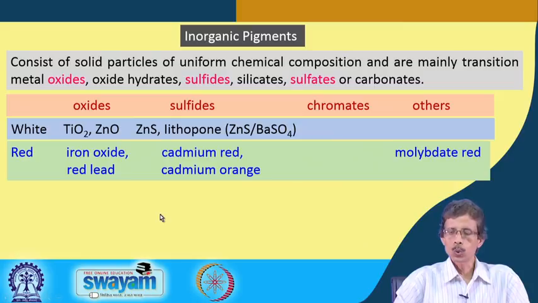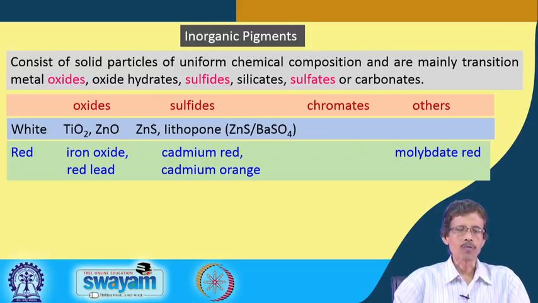Then if we go to the corresponding color for the red, directly we know that the iron oxide ores, hematite, magnetite and all these are red in color, and also the red lead, which is Fe3O4. So, they can be used as your red inorganic pigment.